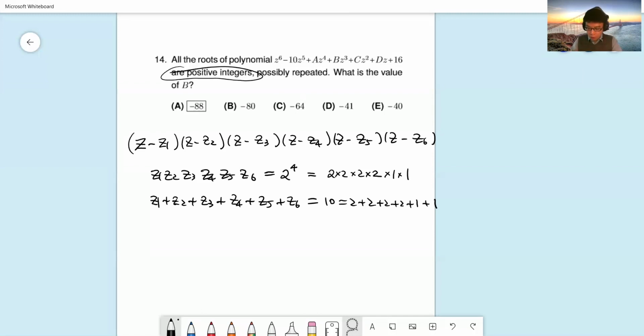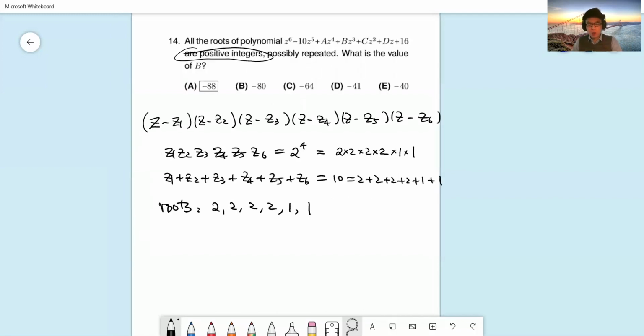So this is not hard to see. We have the roots: 2, 2, 2, 2, 1, and 1. Now let's find what b is. b is the coefficient of the cubic term. So b equals the sum of the products of 3 roots, with a negative sign.